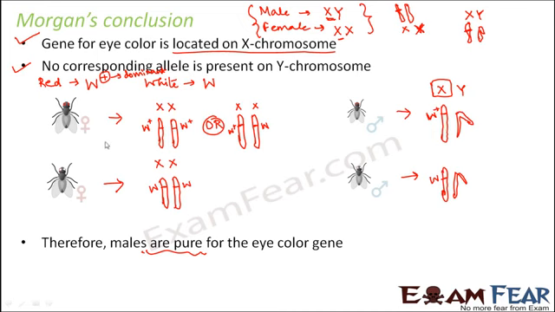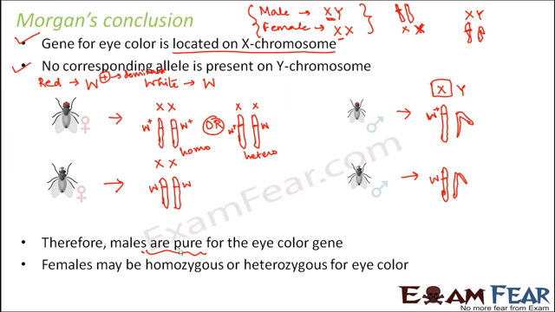But in case of females, that is not the case. Females can have a red or a white allele on either of the X chromosomes. So they can be red-eyed and homozygous, or they can be heterozygous. Here you can see they are heterozygous, because both the alleles are different. But here they are homozygous because both the alleles are the same. So in females you can have a homozygous red-eyed, and you can also have a heterozygous red-eyed. So females may be homozygous or heterozygous for eye color, but in males that is not the case.